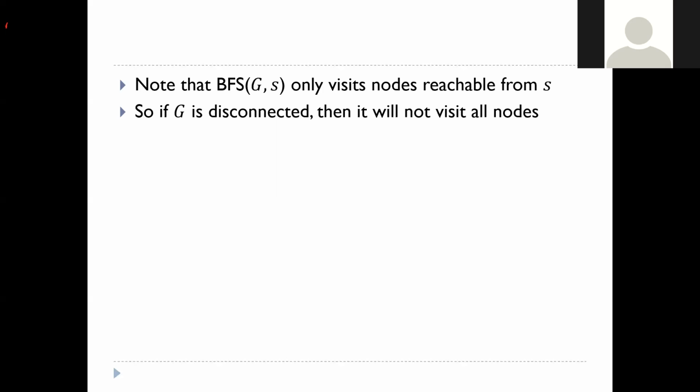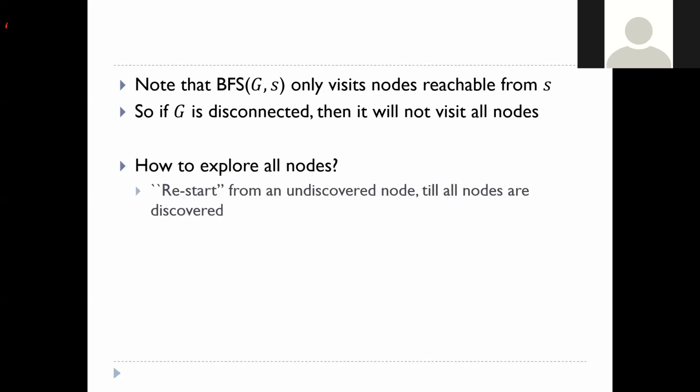If you're watching offline, you can also pause and think about this for a second, okay? But essentially the idea is that after I finish one round of BFS, I can now check and restart from a node which is not yet discovered. That means that it's not reachable from my previous source. And then I restart BFS at that undiscovered node and explore further. And I repeat till there are no undiscovered nodes left, till all the nodes are discovered. That's it. So that's the idea.